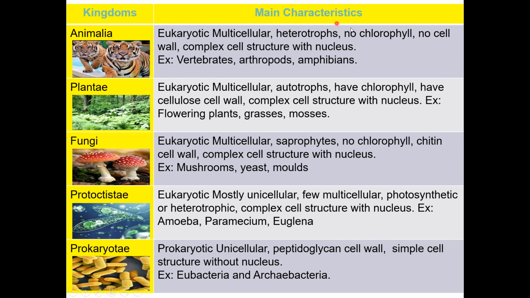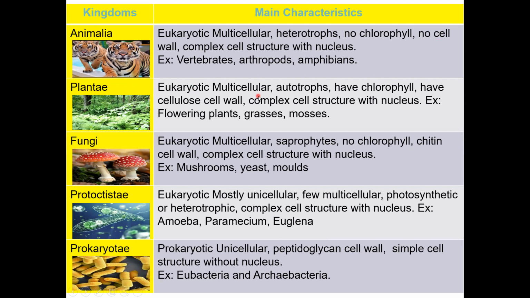inside the nuclear membrane. So Animalia kingdom, they are the heterotrophs, means they cannot prepare their own food. They are depending upon the other organisms. They don't have the chlorophyll, so ultimately they are not making up their own food. They don't have the cell wall, and their cell structure is very much complex. Examples are given to you in this slide.